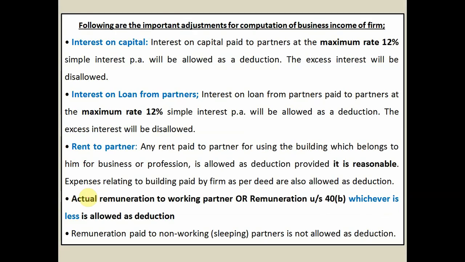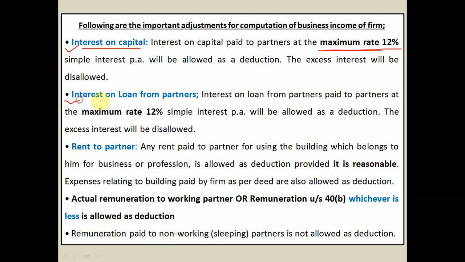Okay. Now see the important adjustments for computation of income from business of a firm. First one, interest on capital. Already you know that interest on capital to all the partners is allowed as expenses to the firm up to 12% of simple interest per annum. To all the partners, up to 12% of simple interest per annum will be allowed as expenses.